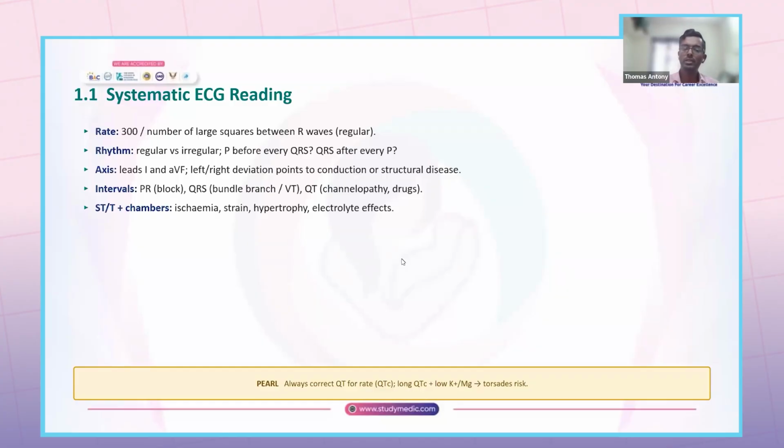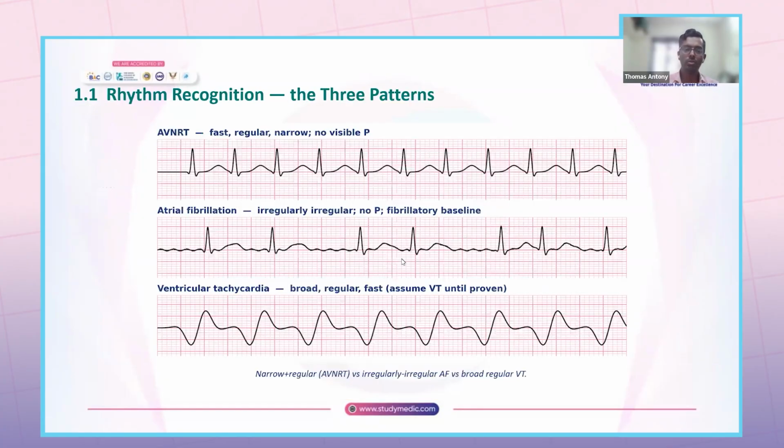Intervals, now we have to see the PR interval, QRS interval, then QT. So whether there is a block or a bundle branch block, is there any channelopathies involved, or is it because of any correctable causes like drugs? ST-T changes with chambers, ischemia, strain, hypertrophy, or electrolyte effects. So we are going to recognize certain patterns here.